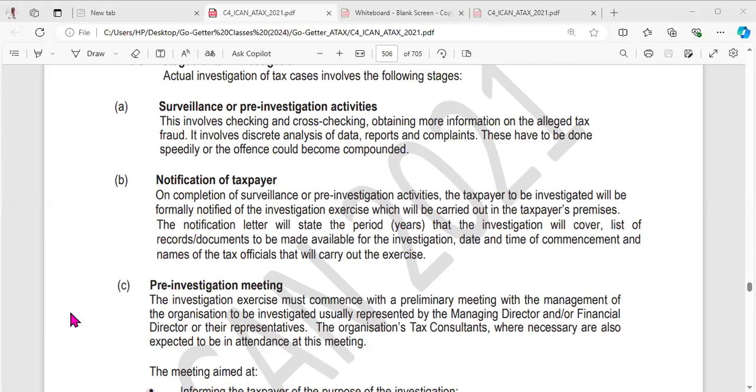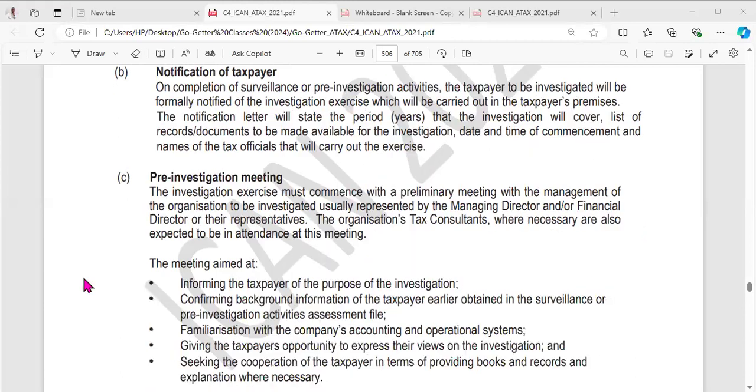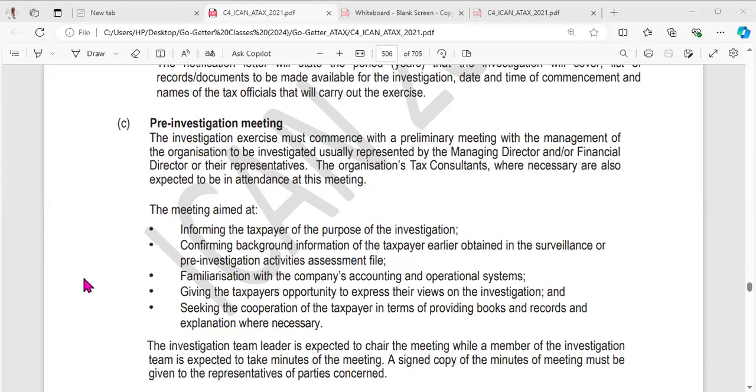and the names of the officials who will do this. And of course, they need to carry their ID card. Then there's a pre-investigation meeting, which is similar to that done by the desk officers, field audit, where they will meet with the managing director or financial director, and the meeting is aimed at stating the purpose of the investigation, confirming the background information obtained during their surveillance, familiarizing themselves with the company's accounting operational system, and letting the taxpayer give their expression on the investigation.